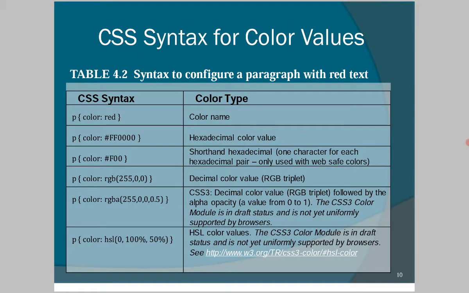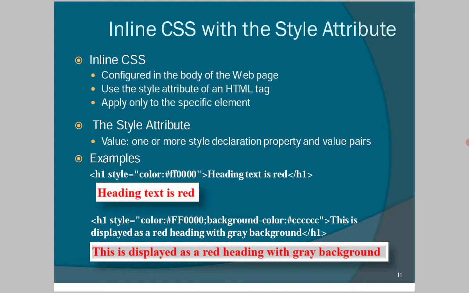Second, CSS style syntax. CSS syntax for color values. The different codes are used for different values. All these are examples. Next, inline CSS with the style attribute. So what are inline CSS or inline style sheets? Inline CSS or style sheets are configured in the body of the web page.